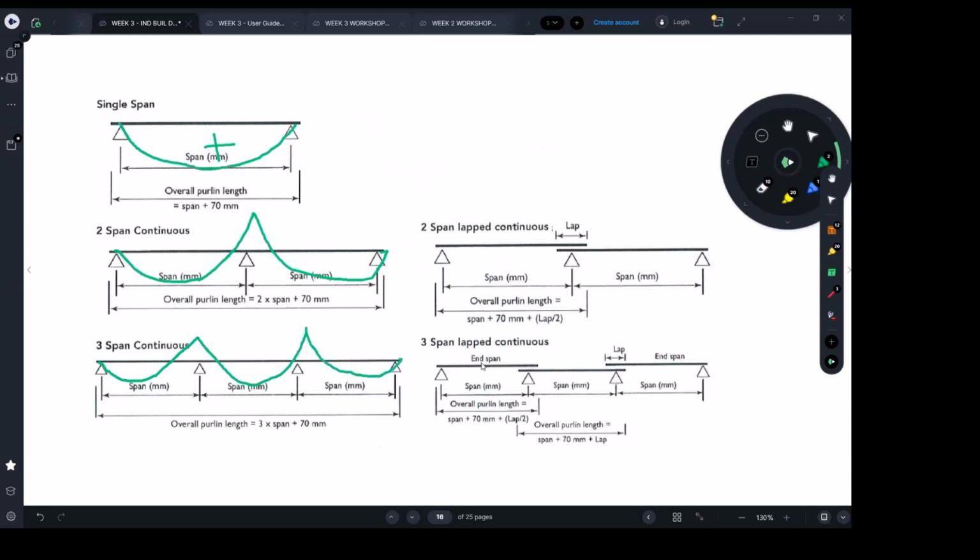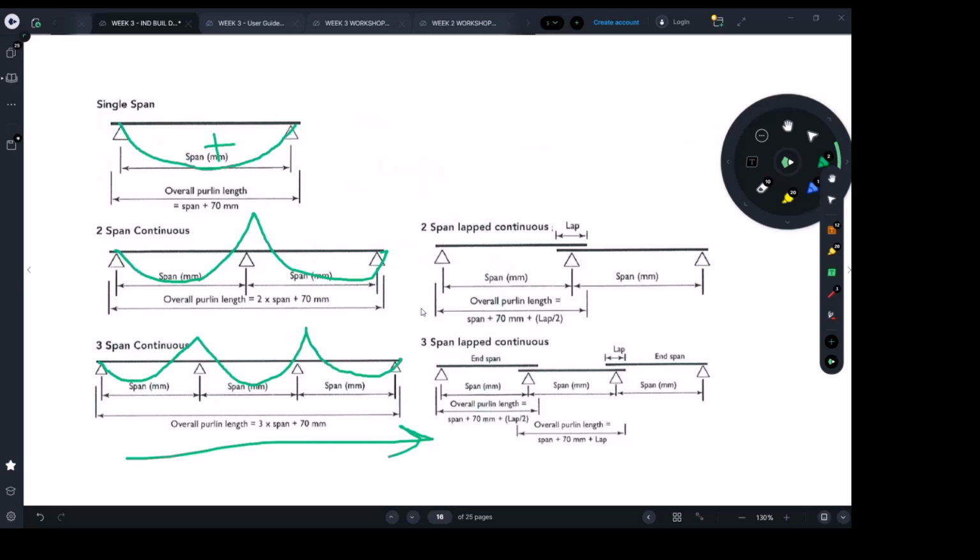Now, sometimes if the building is very long, you cannot actually have 1 piece. Maybe you can't transport it. Usually warehouses are located in distant areas or locations, and it's maybe difficult to get a long truck to go there.